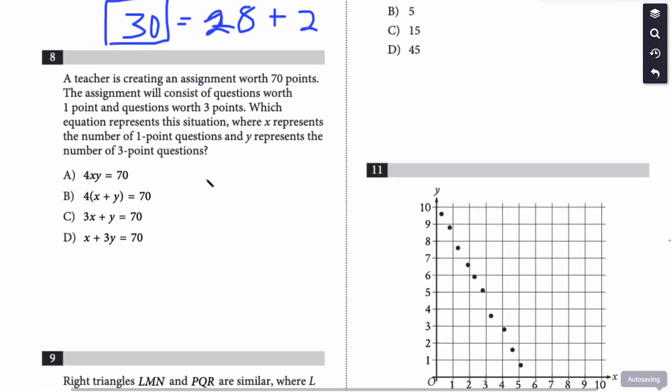Number 8 says a teacher is creating an assignment worth 70 points. The assignment will consist of questions worth 1 point and questions worth 3 points. Which equation represents this situation where x represents the number of 1 point questions and y represents the number of 3 point questions?